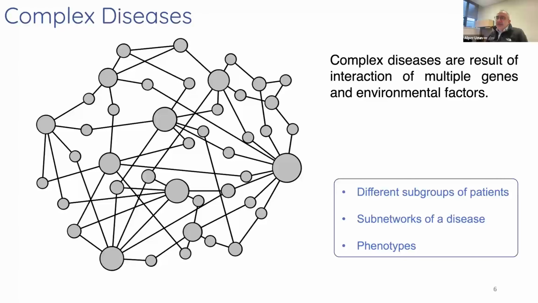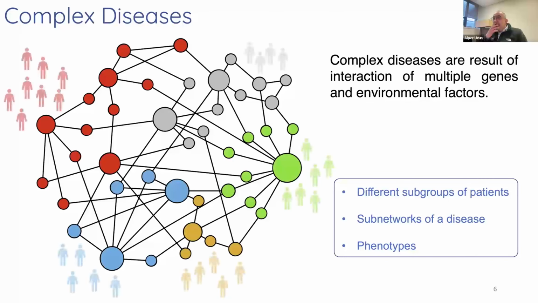Today, I will start with the complex diseases. When we are talking about complex disease, it is about the result of the interaction of multiple genes and environmental factors. And of course, it is about the different subgroups of patients representing different phenotypes for the same disease. And these subnetworks of a disease relate to the approach that we are going to apply, for example, for finding a drug target, or finding relationships between those phenotypes.